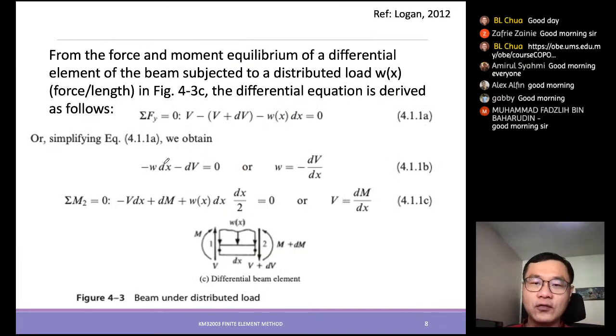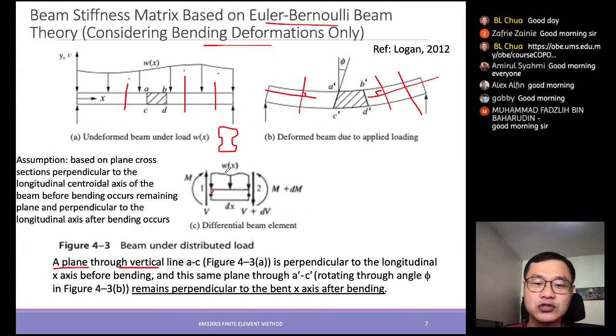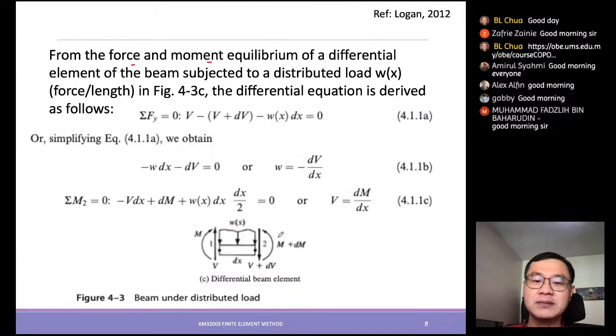From that onwards, let's take a force and moment acting on the differential element. We just cut through one section of it, take one very small section, which we call the differential beam element. Then we assume a distributed load acting on these small sections, the differential elements. From there, the differential equations can be derived as such.